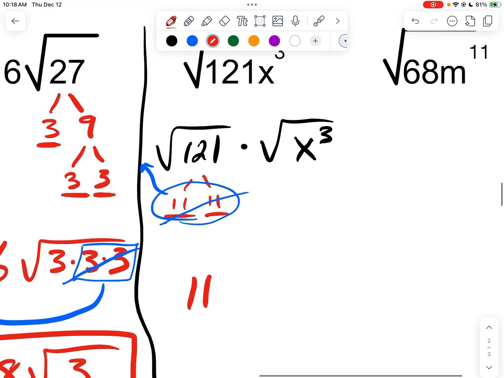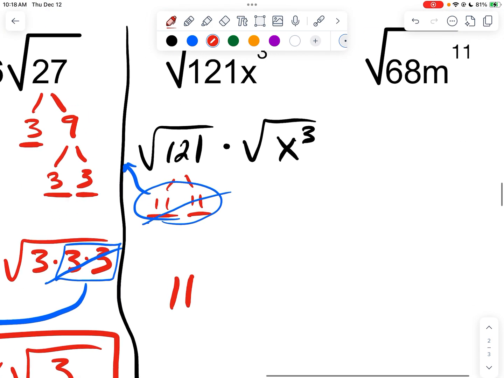What if the exponents aren't even? Well, in that case, we're going to split up x to the 3 until we get an even exponent. And the easiest route to take there is just to have 2 x's multiplied together, okay? Now, I want one of these always to be 1, okay?